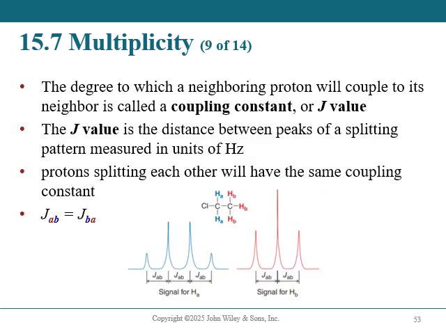The degree to which a neighboring proton will couple to its neighbor is called a coupling constant, and we assign to it what we call a J value. The J value is the distance between peaks of a splitting pattern measured in units of hertz. Basically how far apart those little peaks are. Protons splitting each other will have the same coupling constant. So if A is splitting B, then B is splitting A with the same intensity, is basically what that means.